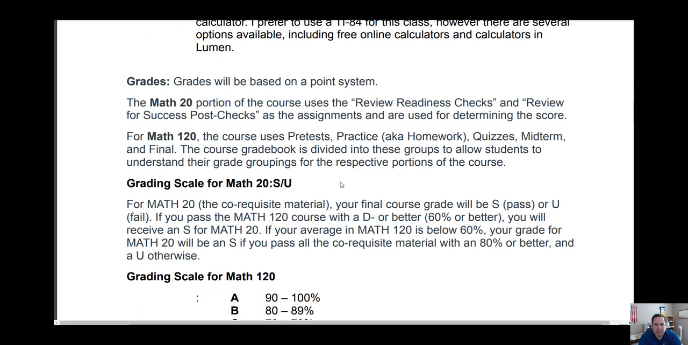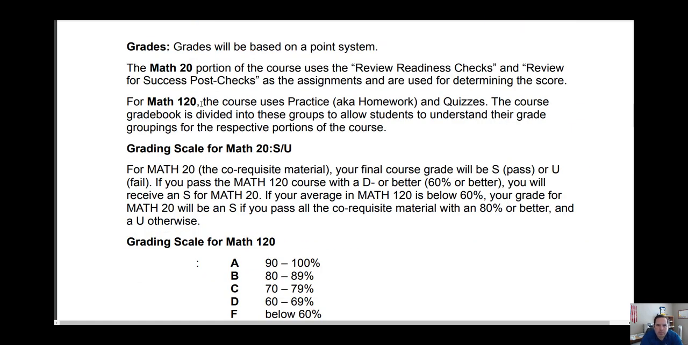Grades will be based on a point system, so the Math 120 portion of the course uses the review and readiness checks and review for success post checks. So when you look at the assignments, that first part is for the Math 20 grade. For Math 120, the course uses the practice, aka the homework, and the quizzes. The course gradebook is divided into these groups to allow students to understand their grade groupings for respective portions of the course. Grading scale for the Math 20 is an SU. So the Math 20, the co-requisite material, your final course grade will be an S, pass, or U, fail.